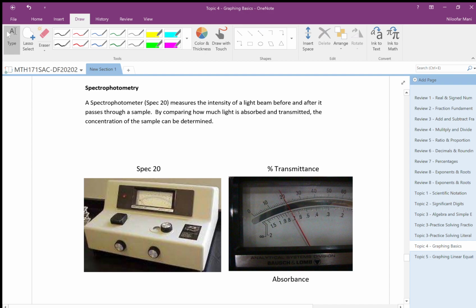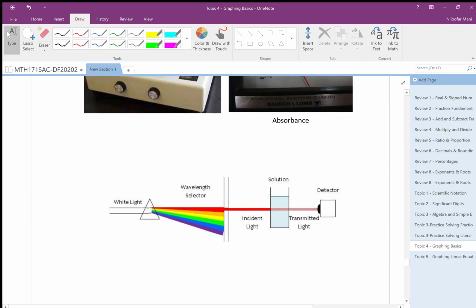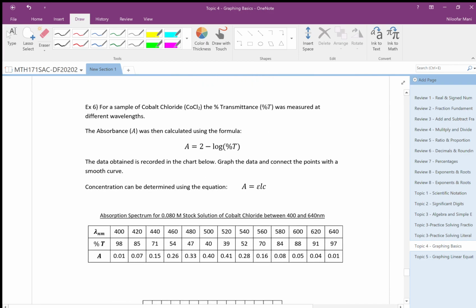So the next example, you have this device which is a spectrophotometer, or whatever it's called. You know much more than me in this case. This measures the intensity of the light before and after it goes through a sample. Then we compare what is absorbed and what is transmitted, so we can say what the concentration of the sample is. I'm not going to talk about how the device works, because I don't have really knowledge to say.